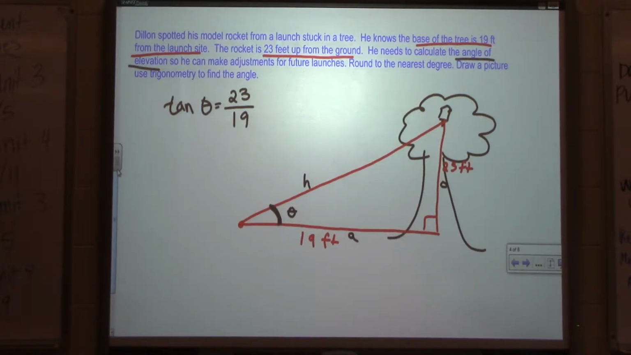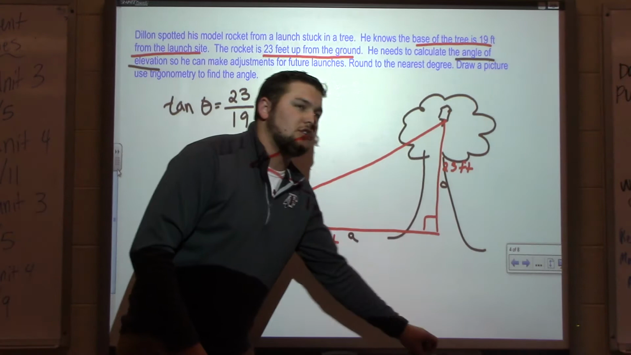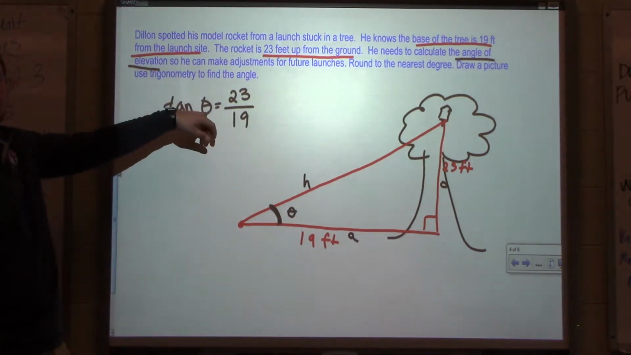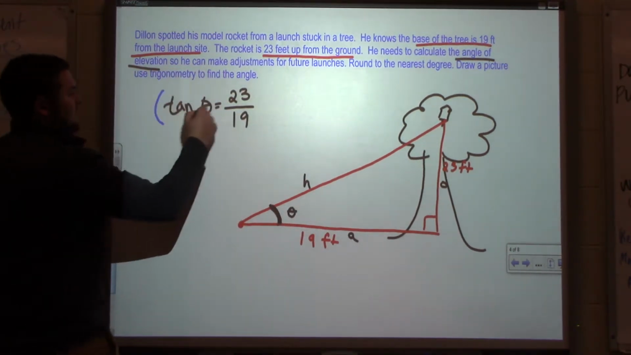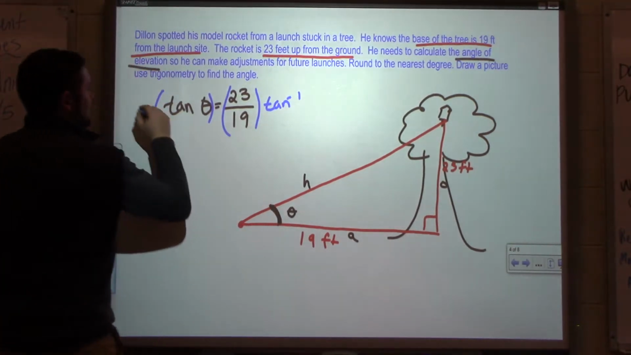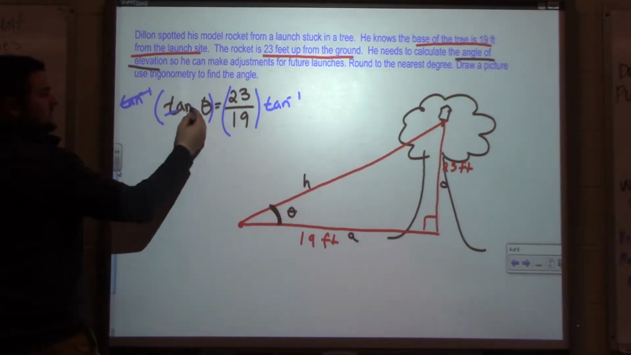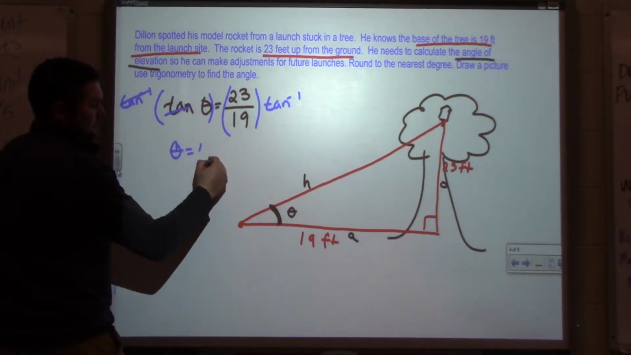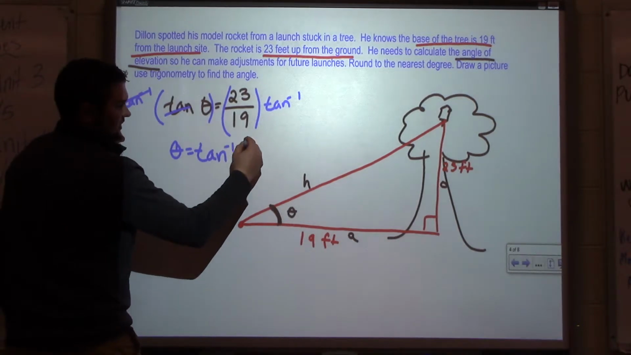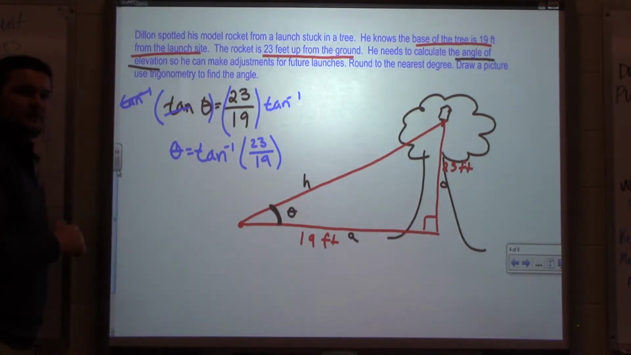How do we solve for that angle? Kenzie? You have to do the inverse, the -1. The inverse tangent of both sides, right? I need to undo this tangent so I can solve for that variable. So what I do is I take the inverse tangent of both sides. What happens is these cancel each other out. I get theta equals the inverse tangent of 23 over 19.